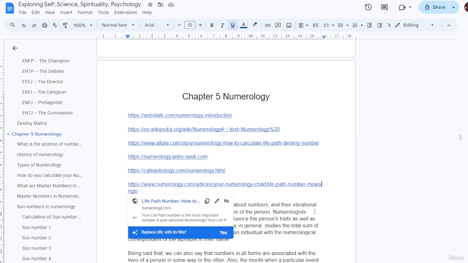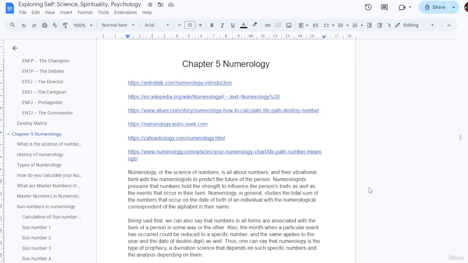So in this chapter, we'll go over numerology. Numerology, or the science of numbers, is all about numbers, and their vibrational bent aids the numerologist to predict the future of a person. Numerologists presume that numbers hold the strength to influence the person's traits as well as the events that occur in their lives.